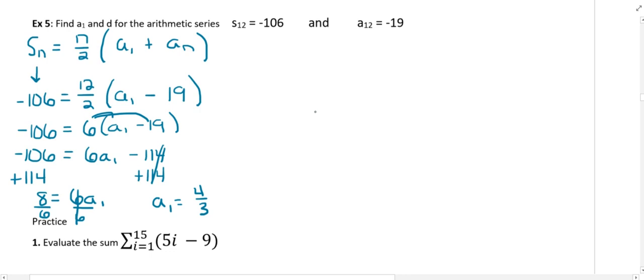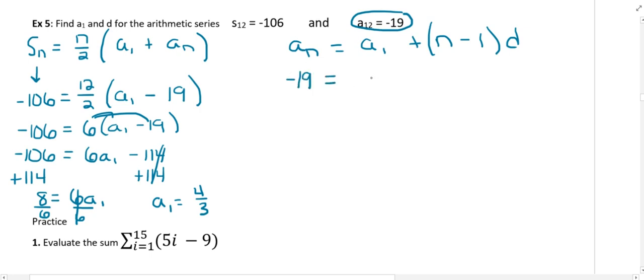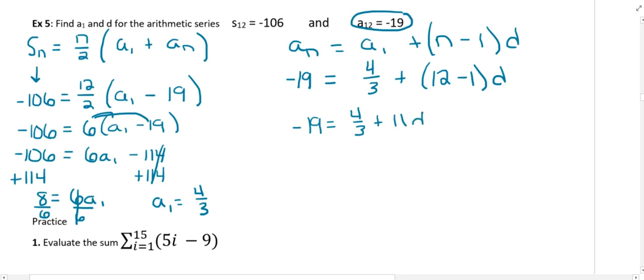Now we need to find the common difference. The formula with the difference is going to be this one here: a sub n equals a sub 1 plus n minus 1 times d. So we know a sub 1, and we also know the 12th term, so we can use this to find our difference. Our 12th term, a sub 12, is negative 19. We'll plug that in. A sub 1 is 4/3. This is the 12th term, so this n would be 12 minus 1, which is 11, and then there's our d. So we've got negative 19 equals 4/3 plus 11d. And we'll go ahead and subtract 4/3 from both sides.